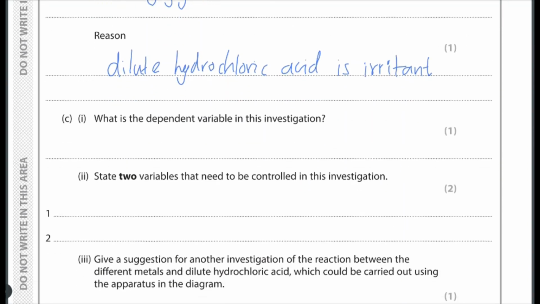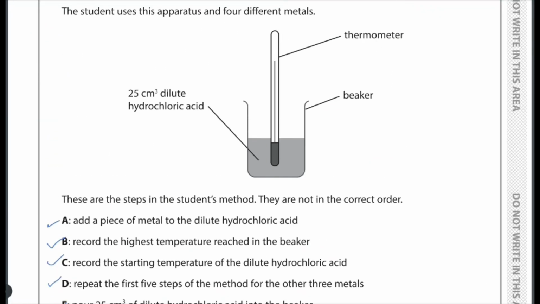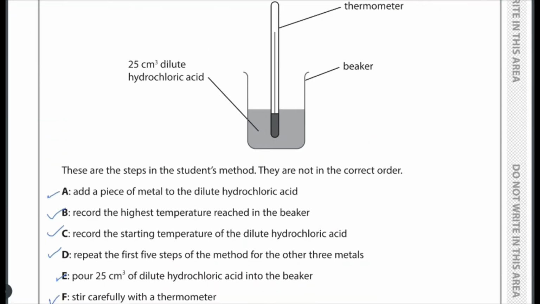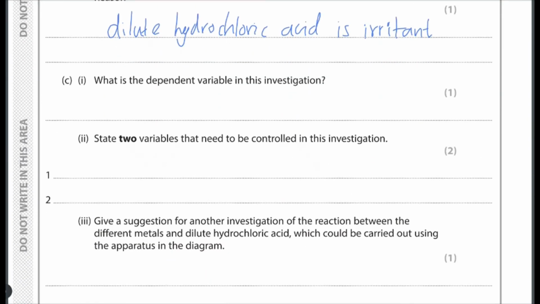Next question. What is the dependent variable in this investigation? What are we changing over here is the type of metal. Depending on the metal, the temperature changes. So the dependent variable is temperature increase.